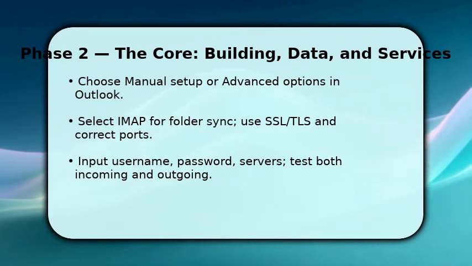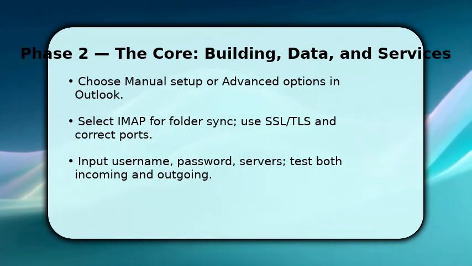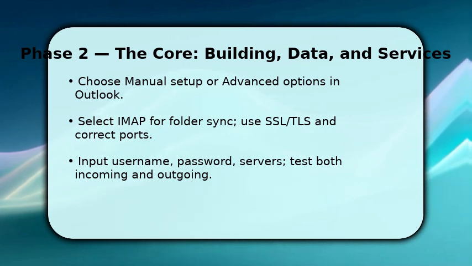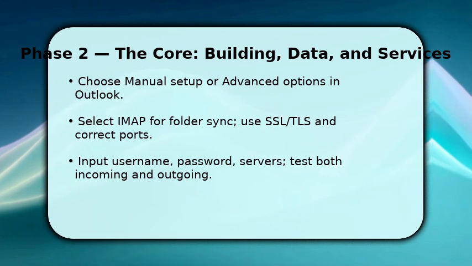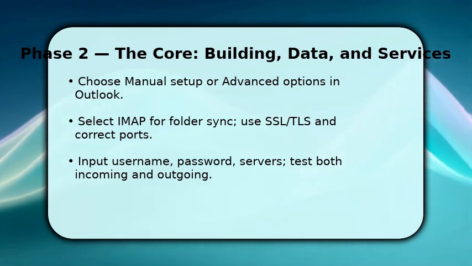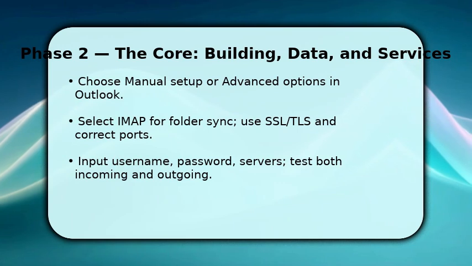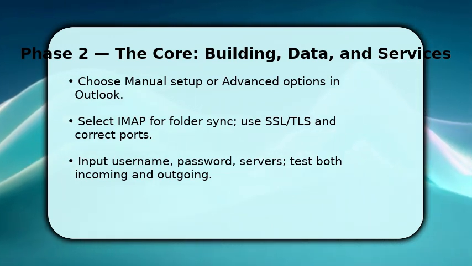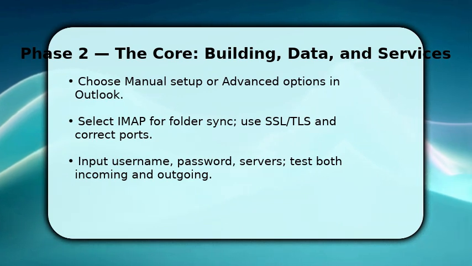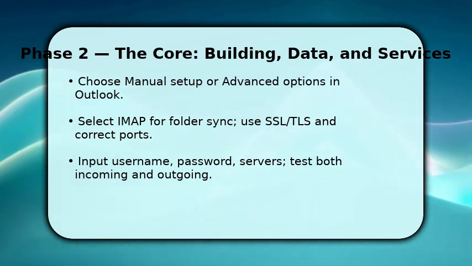You now perform the manual setup. Select Manual Setup or Advanced Options, then pick IMAP for folder sync or Exchange if available. Enter the incoming server, choose SSL/TLS, and set the port, typically 993 for IMAP. Then enter the SMTP server with port 587 and STARTTLS.